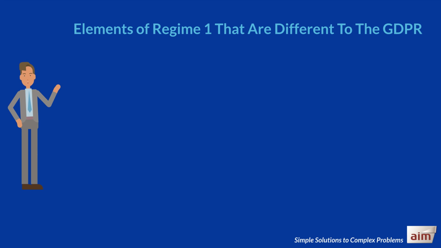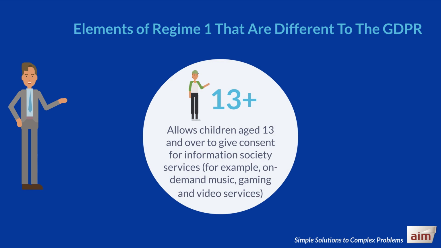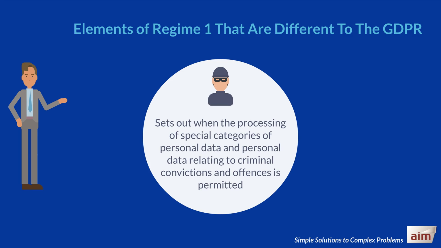Elements of Regime 1 that are different to the GDPR. Allows children aged 13 and over to give consent for information society services, for example, on-demand music, gaming and video services. Sets out when the processing of special categories of personal data and personal data relating to criminal convictions and offenses is permitted.